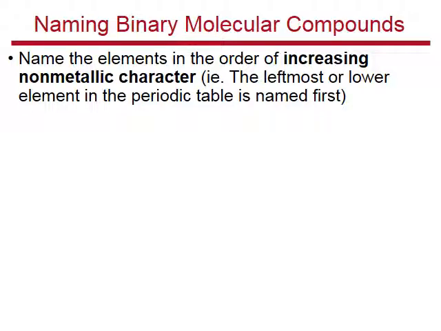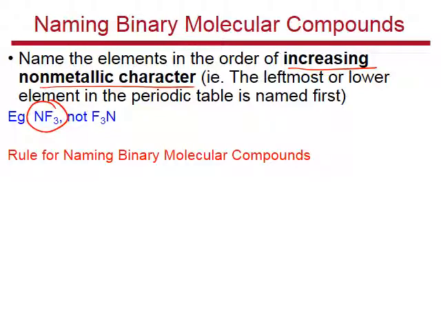To name the binary molecular compound, we name the elements in the order of increasing non-metallic character. For example, the leftmost or lower element in the periodic table is named first. Therefore, in the formula, the first element is more metallic and the second element is more non-metallic, similar to the situation when we name an ionic compound. For instance, if you have a compound composed of 3 moles of fluorine and 1 mole of nitrogen, we write the chemical formula as NF3, not F3N, since nitrogen is not more metallic as compared to fluorine.